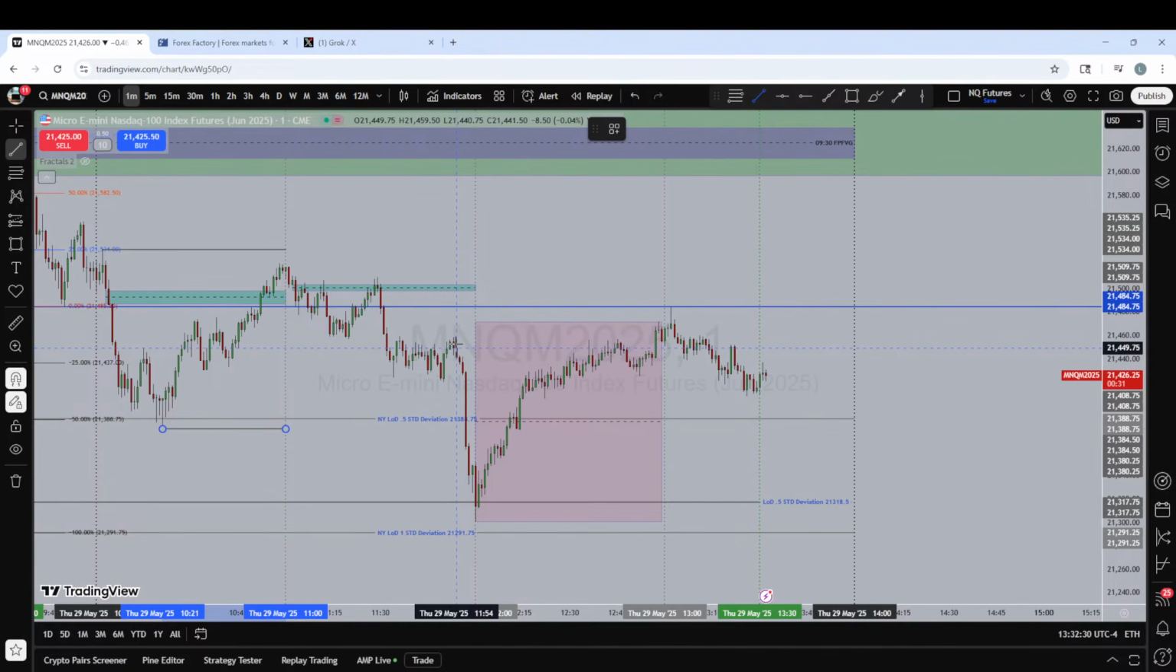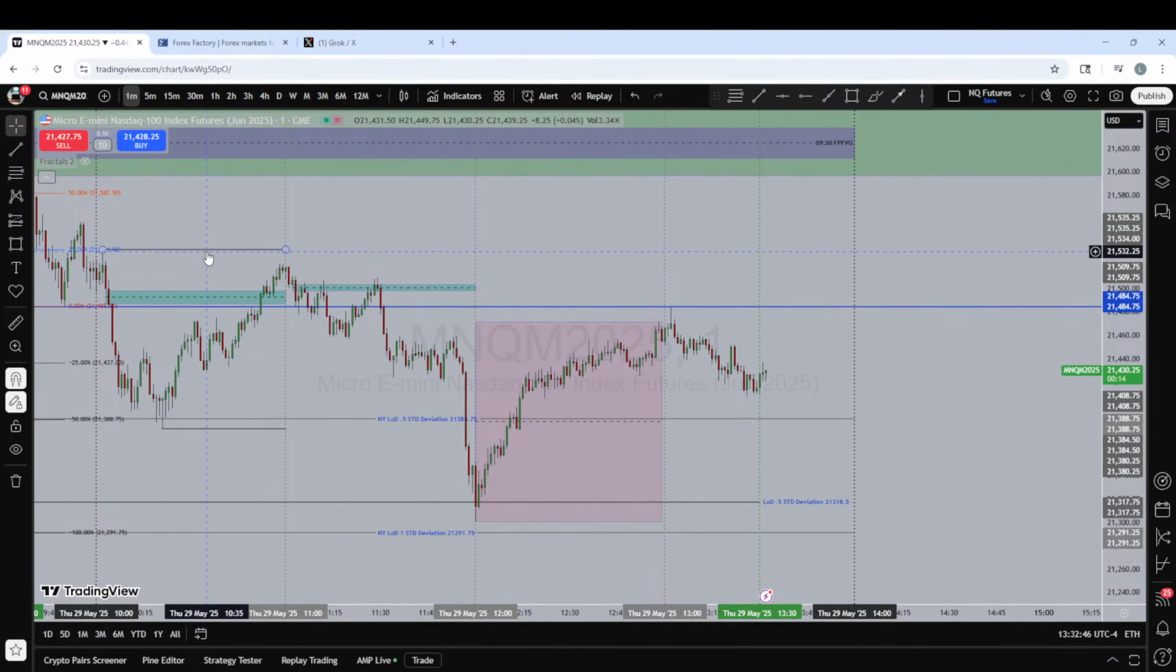So we're here. The macro comes up. We try to take that high here. We couldn't do it. So price just dropped. Where did it drop to? The low of the day. Now, keep this in mind.